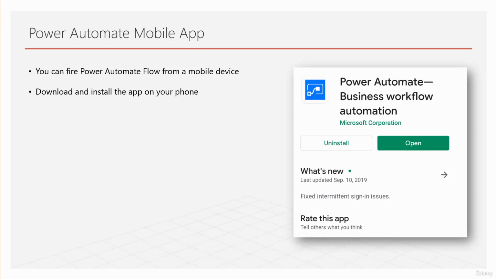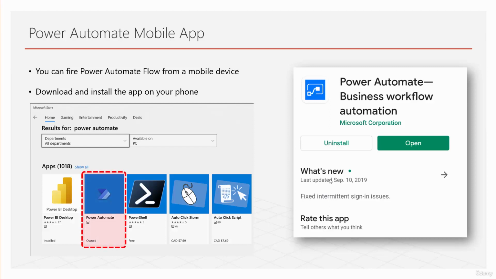And during the course, you will learn how to use the app and how to fire flows from inside the app. And I'm pretty sure, even if you're a little bit like me, you have checked the Microsoft Store and searched for Power Automate. And all of a sudden, boom, you find the Power Automate app. That's it. Now it is available for my PC and I can use the app for this.